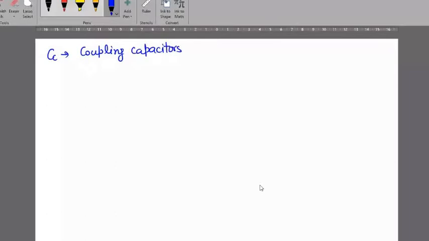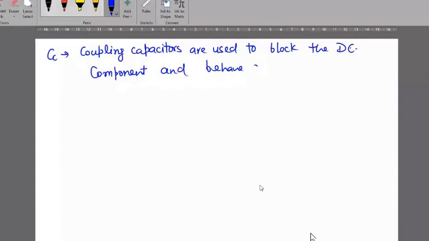Capacitors are used to block the DC components and behave as short circuits for AC supply. This is the use of the coupling capacitor.